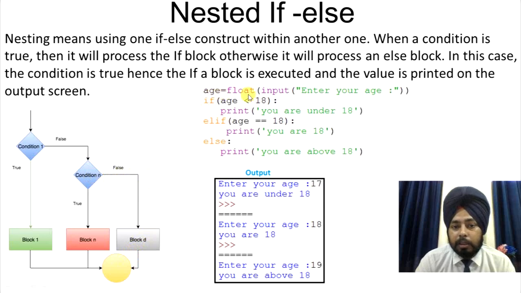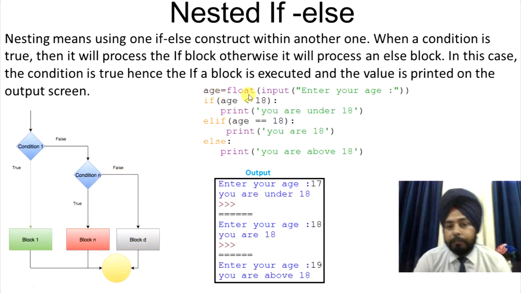Age, again we are using the float data type here. If your age is less than 18, then it will print you are under 18. Here we have used elif, E-L-I-F, elif. Here elif your age equals 18, then it will print you are 18. And else, if you are entering your age above 18, means 19, 20, more than 18, then it will show you are above 18. Now, let's take the practical.